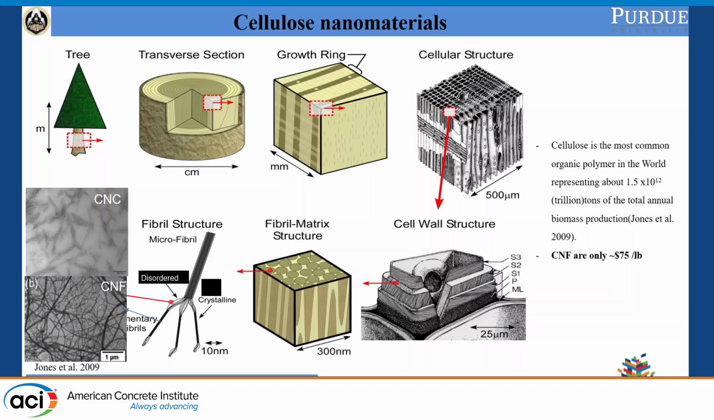If we scale the tree from meter scale all the way to the nano scale, there are actually two materials we can get. One is CNC, cellulose nanocrystal, which has a crystal-like structure. And CNF is cellulose nanofiber, a fiber-structured nanomaterial. And cellulose is widely available.